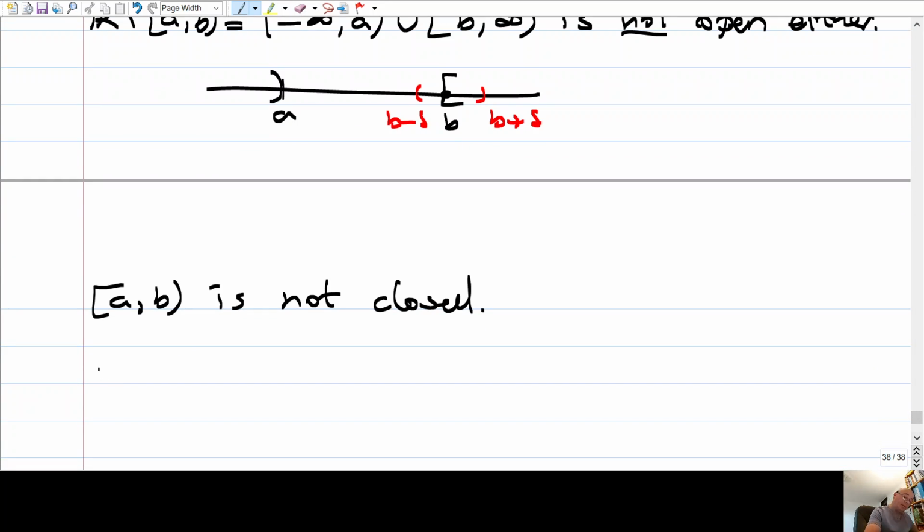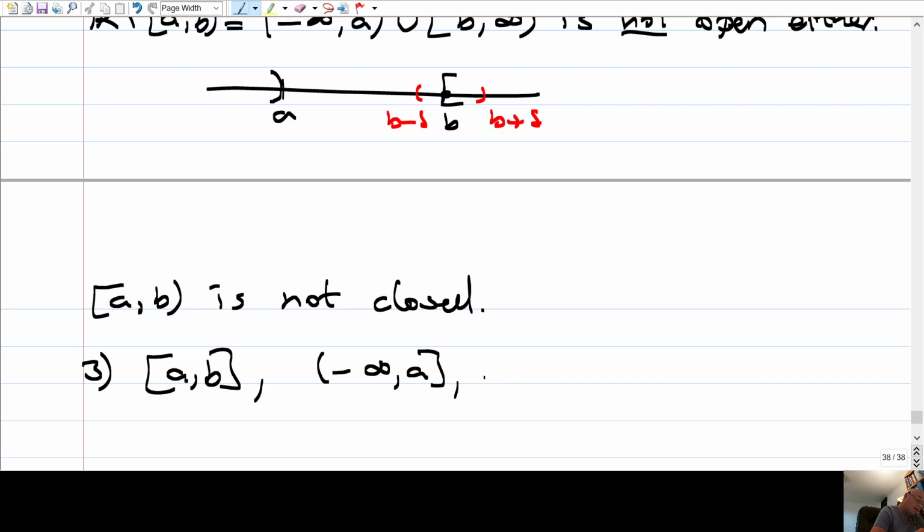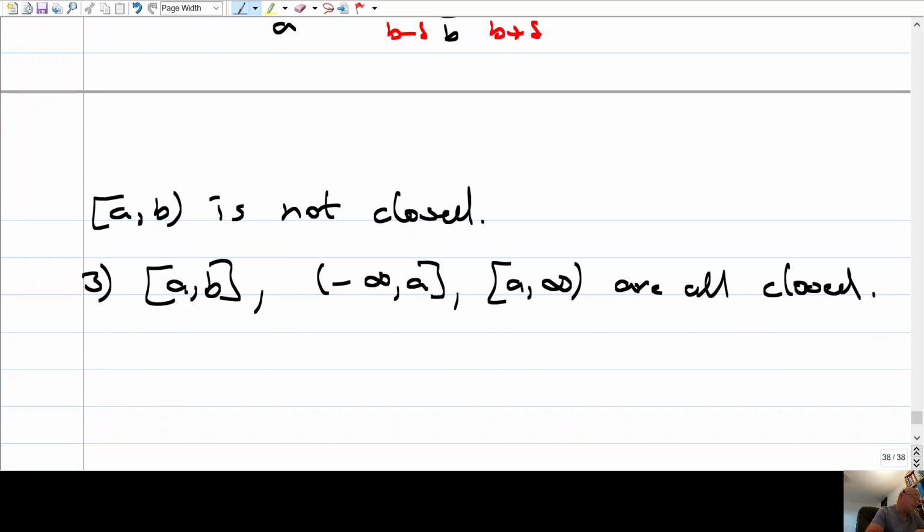Okay, what about this one? This one, this one, and this one, these are all closed, because their complements are all open, okay? So let me leave this as an exercise.